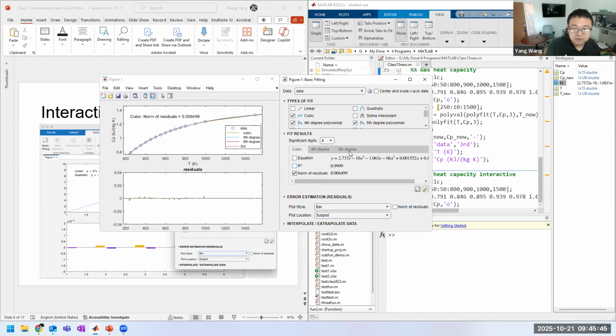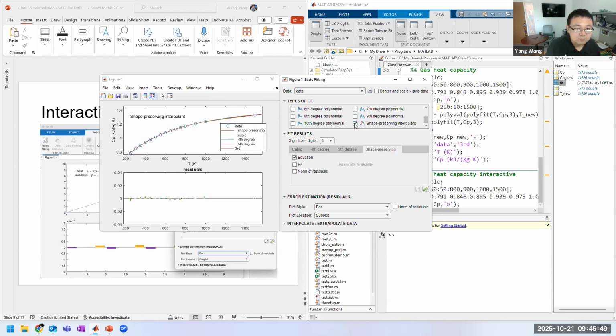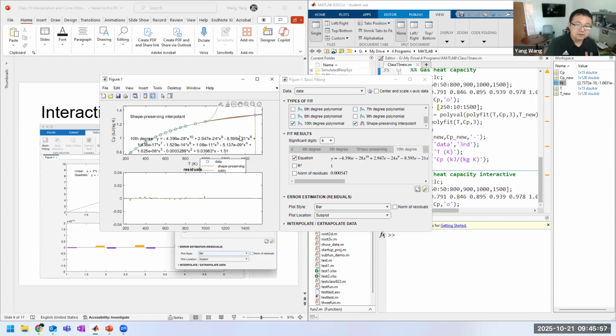Let's not show all of these equations. And then we can try even higher order, let's say ninth order. It looks like they still fit pretty well. 10th order, basically they can, but now if you see the 10th order line here, it starts to have this very weird spike.